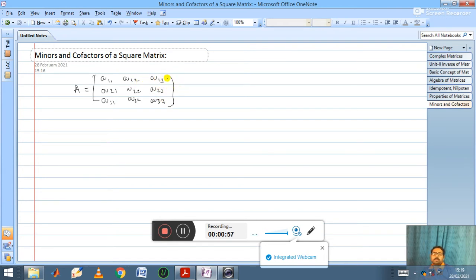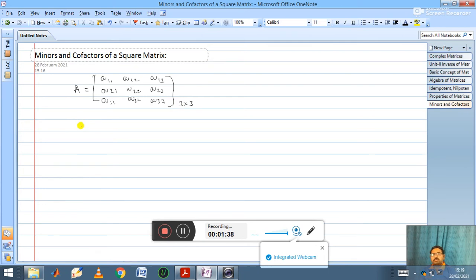Here I want to find the minor of each element. It is a 3 cross 3 matrix, so it contains a total of 9 elements. We can find the cofactor and minor for each element: minor of A11, minor of A12, minor of A13, minor of A21, and so on up to minor of A33. Then what is a minor? How do we find the minor of an element? Let us see.